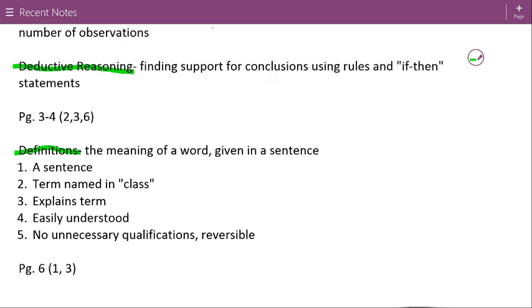Lucky you. Okay, so the second part is that the term is named in class. What that means is there's a part of the sentence or a part of the definition that says, this is the word we're talking about. All right, and it kind of fits with these things that you already know. Then the next part that a good definition does, it's going to explain the term. So we have our definition of a particular word. It fits in this category. This is what it means.